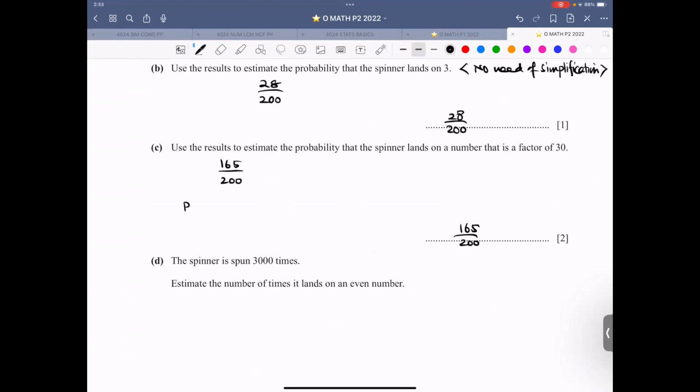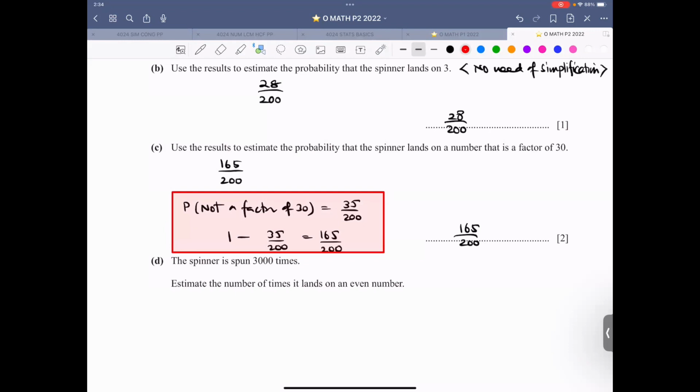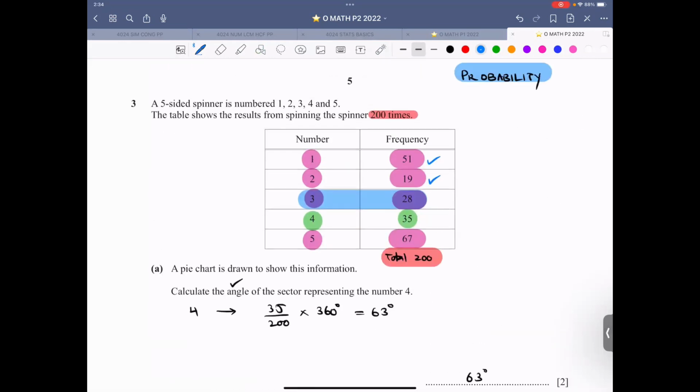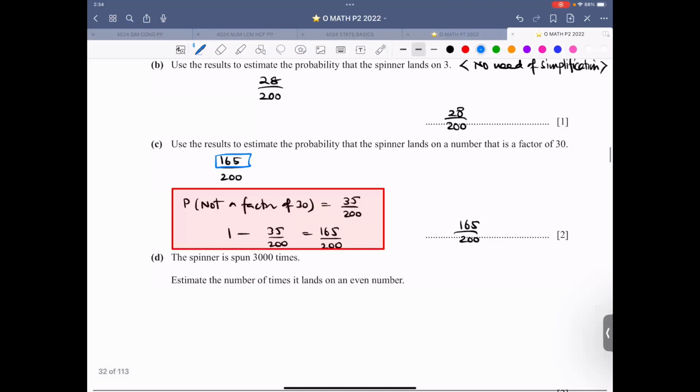Basically, the probability of not a factor of 30 was easier for me. That is for the number 4, that is 35 out of 200. So this is 1 minus 35 out of 200, that is 165 out of 200. So this is the alternative that I have done. And the usual thing is basically this 165 is adding up 51, 19, 28, 67 over 200.